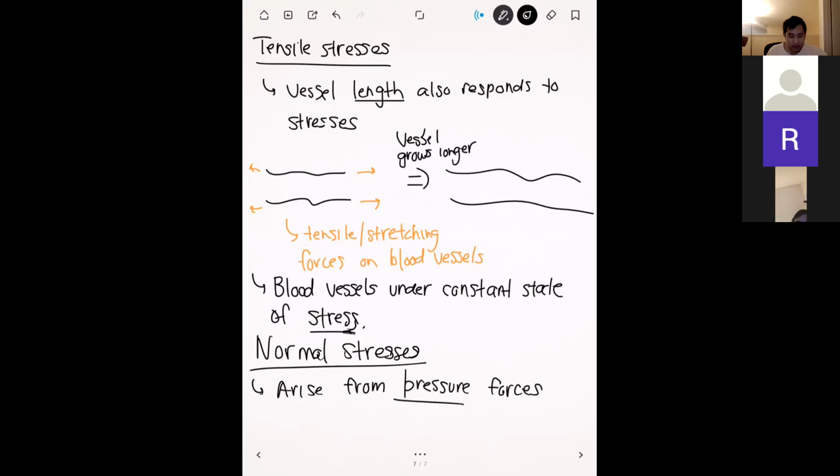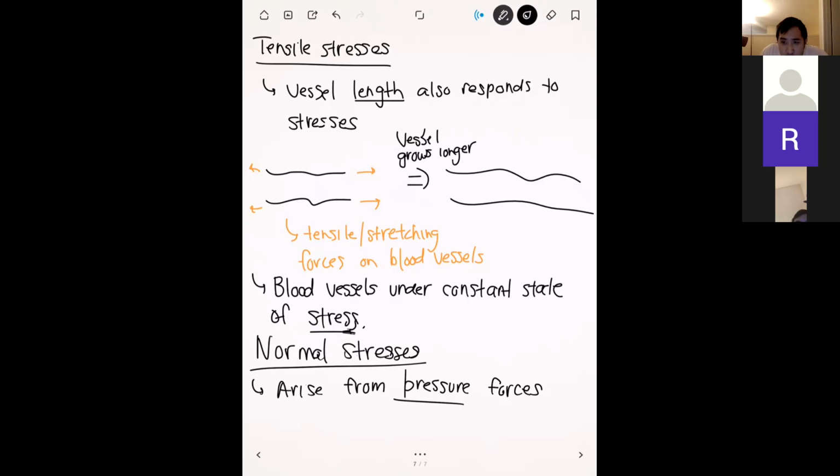Okay. And then, just like we've seen for the wall shear stress, and just like we've seen for the tensile stresses, the blood vessel can adapt its geometry if it faces pressure forces that are outside of its equilibrium. Okay. All right. Any question on this?